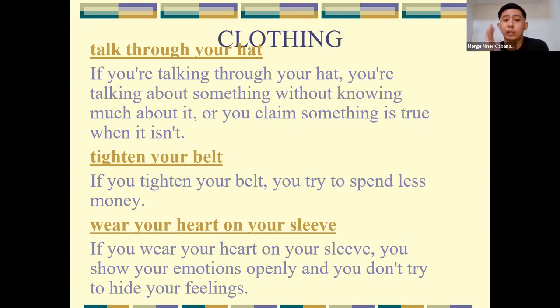Talk through your hat. You're talking about something without knowing much about it. Nagmamarunong. Tighten your belt. Same as with maghigpit ng sinturon in the Filipino expression. People need to spend less money to save for the future. Wear your heart on your sleeve. If you guys heard that expression, wear your heart on your sleeve mean? People can really read your emotions because you're showing them freely.